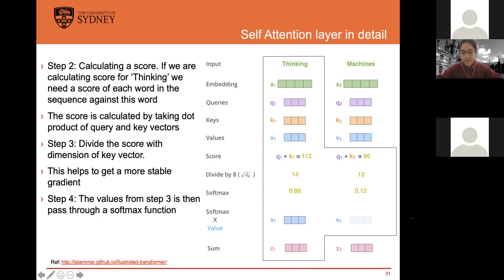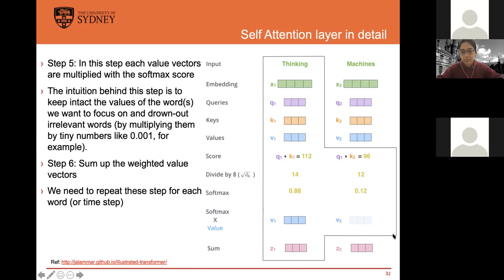Once you have the softmax output, that is your probability distribution, you multiply it with the value vectors and you get V1 and V2 with some context to it. Then you add all these vectors to get your final vector corresponding to the first word. So you do this operation for every word in the sequence. Yeah, I discussed this slide. You need to repeat this for each word.